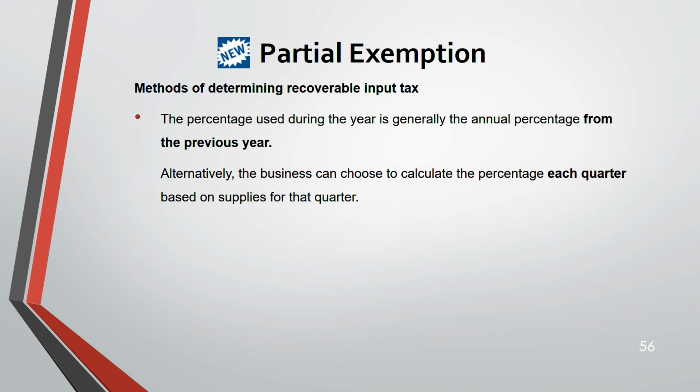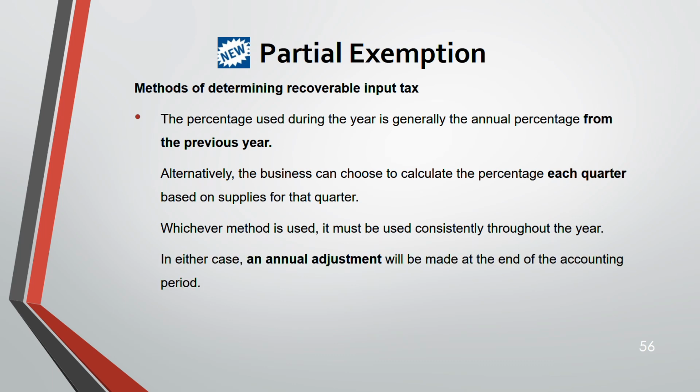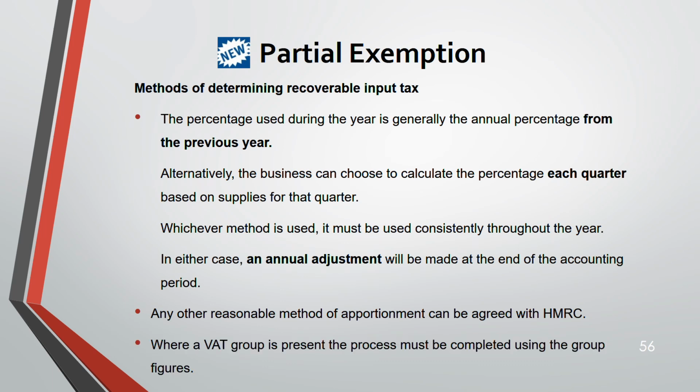Alternatively, a business can choose to calculate the percentage each quarter based on supplies for that quarter. Whichever method you use, you have to use consistently throughout the year. In either case, you have to make an annual adjustment at the end of the accounting period. Any reasonable method of apportionment can be agreed with HMRC. Where a VAT group is present, the process must be completed using group figures.